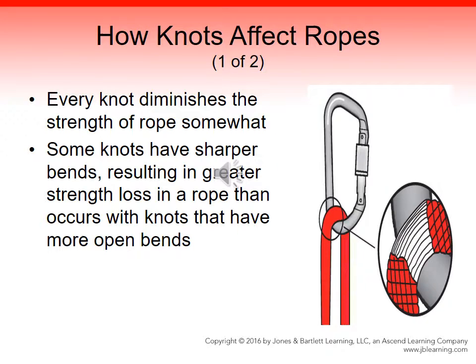Every knot affects the rope a little differently. The knots that we are going to be using will have a relatively high knot efficiency. You need to remember that every knot diminishes the strength of the rope, and the sharper the bend, the weaker the knot will be. The rope fibers on the outside of the bend carry most of the load of the rope. The fibers on the inside of the bend carry very little of the load or none at all.